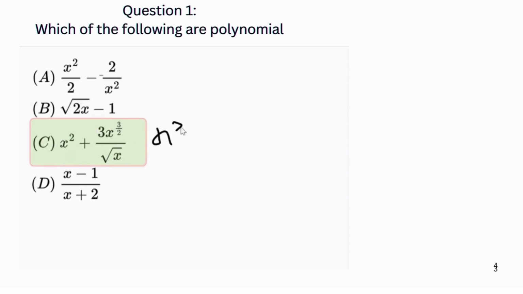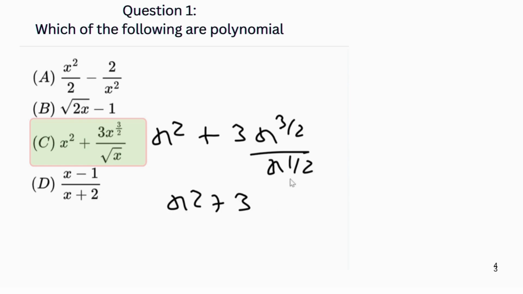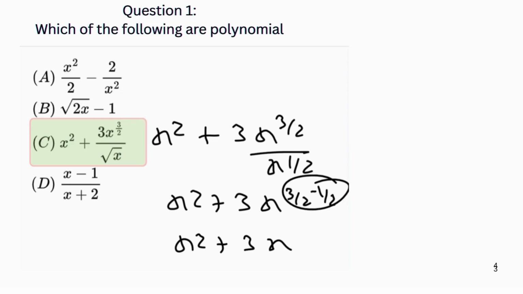For C part when written in the standard form, this is x squared plus 3 times x raised to the power 3 over 2, that divided by under root x can be written as x raised to the power half. Applying laws of exponent over here, this is x squared plus 3 times x raised to the power 3 by 2 minus 1 by 2. This is 2 by 2, which is 1. So we can say that here the powers or the exponents are whole numbers. So this is a polynomial.